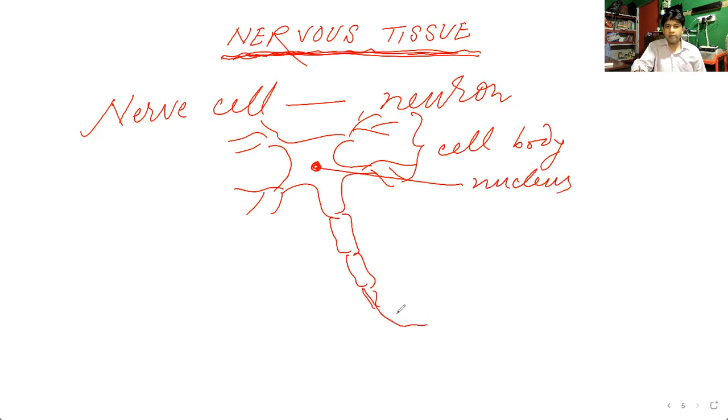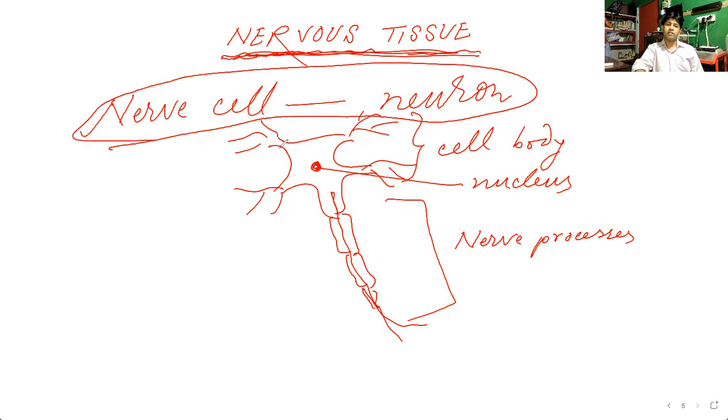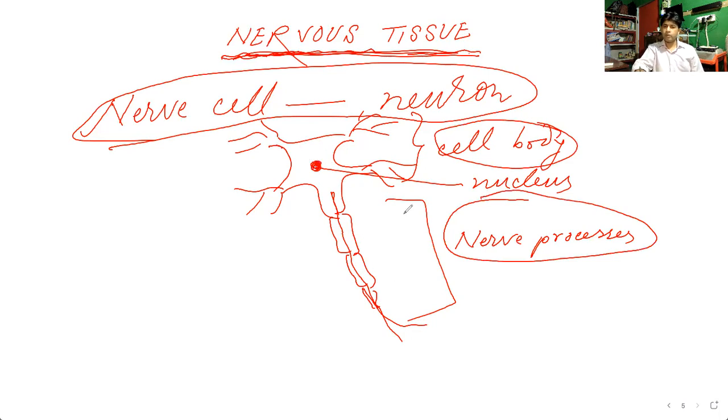And one tail region is there. Cell body and one tail region. This is the tail region, and that is, you can say, the nerve processes. So that means one neuron or one nerve cell contains two parts. One is the cell body and another one is the nerve processes. So cell body contains the nucleus, it is the bigger part of the neuron.